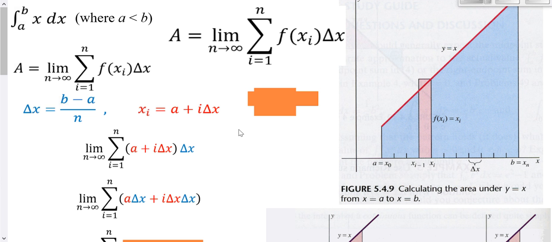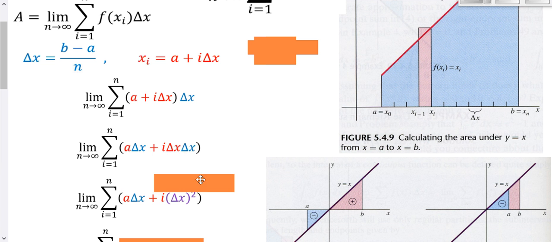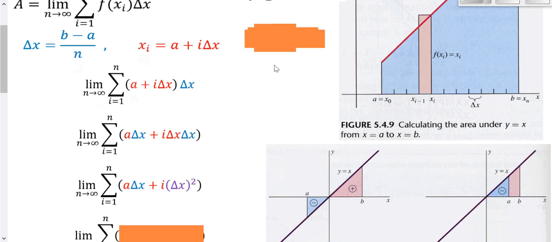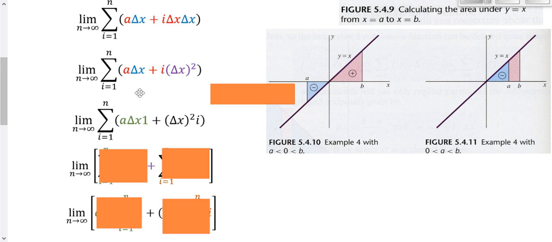Now, to make it a little bit easier, instead of plugging in delta x being b minus a over n, I'm going to leave it as delta x right now, and we'll plug that in a little bit later. So I could distribute through my delta x, and I would get this. In the second part, I have delta x times delta x, so it's really delta x all squared. So we have a delta x times a 1, and then a delta x squared times an i.